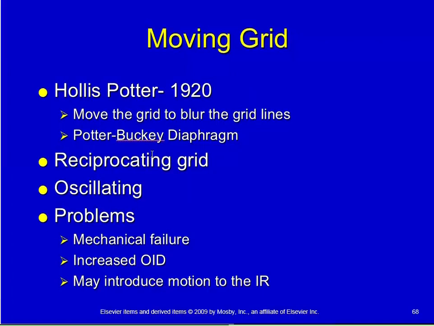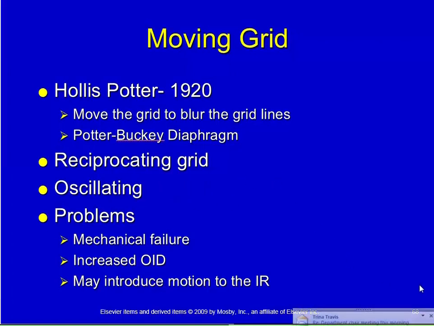Reciprocating: we've talked about the law of reciprocity. Reciprocity means back and forth. So a reciprocating grid just moves in the short axis across the table back and forth like this. If your table length is going up and down the slide, then the grid motion would be back and forth, so that during the exposure the grid lines blur out.